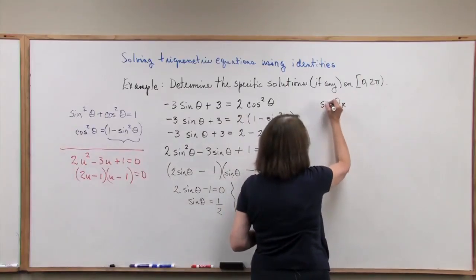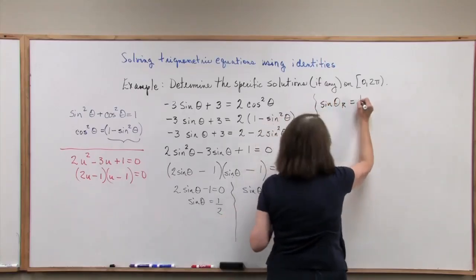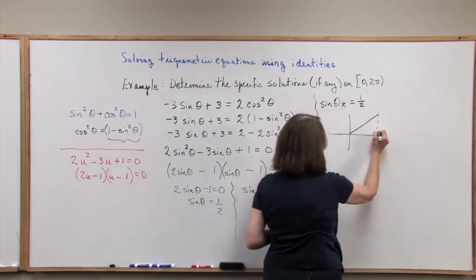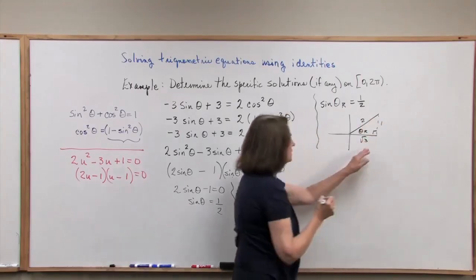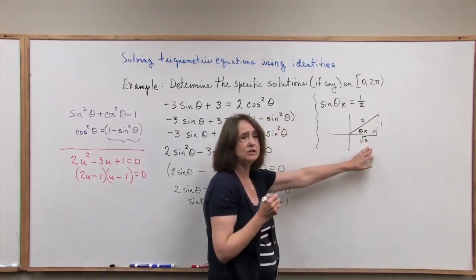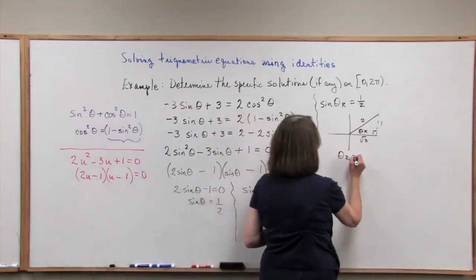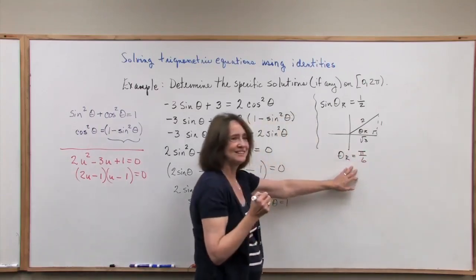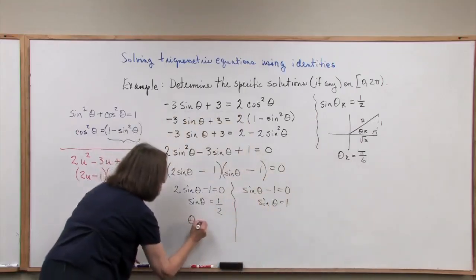Sine of the reference angle equals positive 1/2. Quadrant 1, opposite side over hypotenuse. The adjacent side then is square root of 3. And the reference angle is pi over 6. Okay, that will give us one solution.